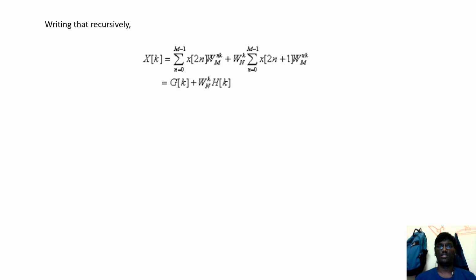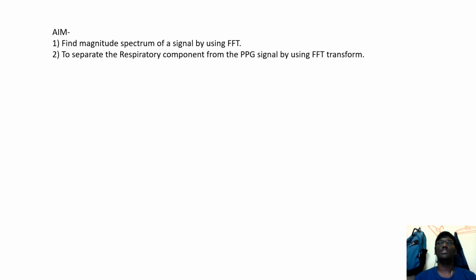Let's take a look at the AM signal. In the given signal, there are both respiratory and PPG signals. We have to isolate the respiratory signal and find the respiration rate. We do this with both Arduino and MATLAB.